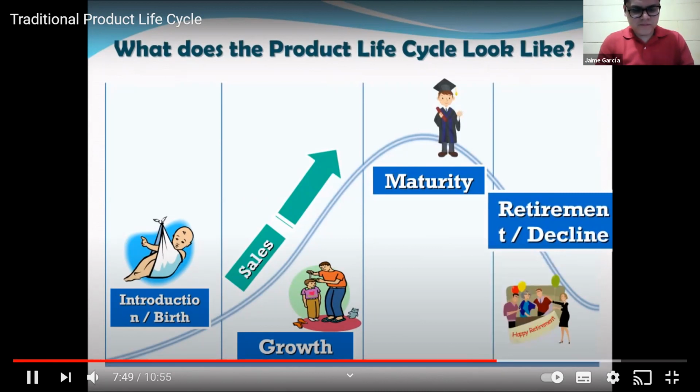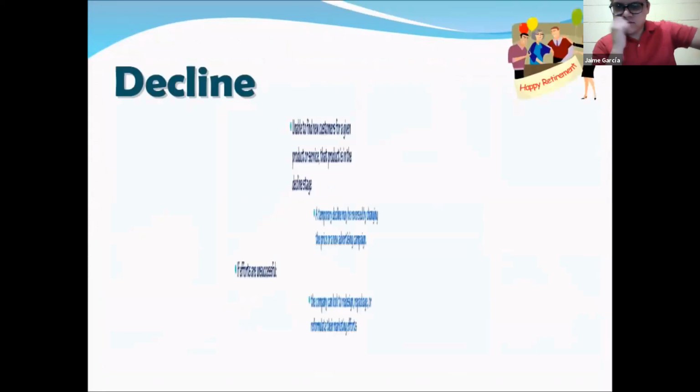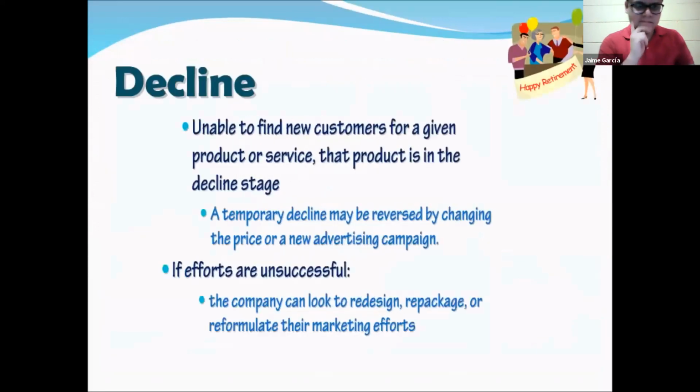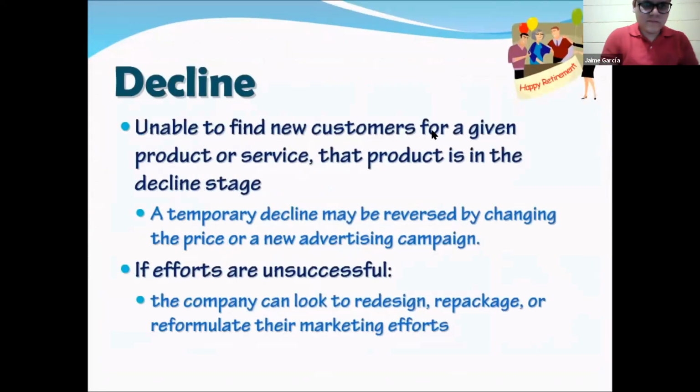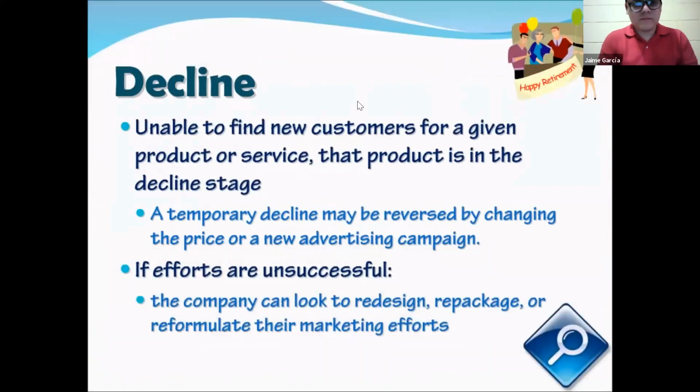You've maintained that maturity stage as long as you can, but now all of a sudden it's starting to decline. This is the retirement decline stage. This is when sales really start to decrease. So the decline happens as a result. Less and less people are buying your product. You're unable to find these new customers, right? So you've entered your retirement years.